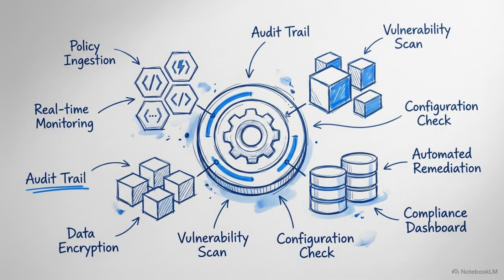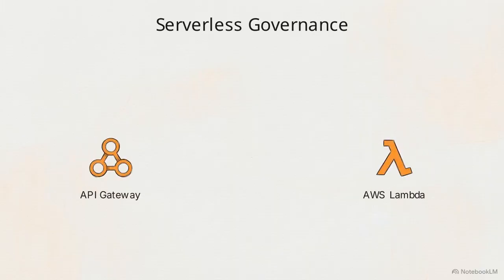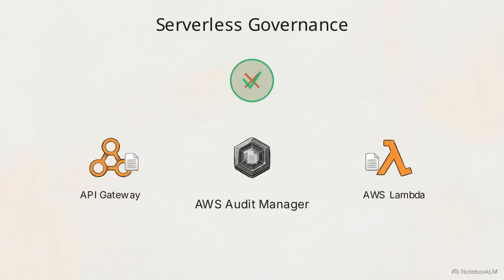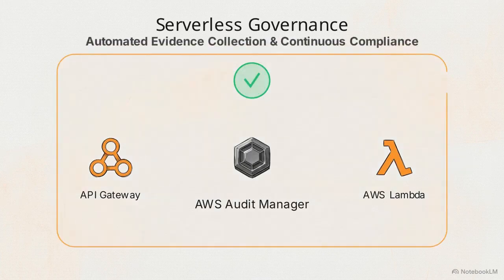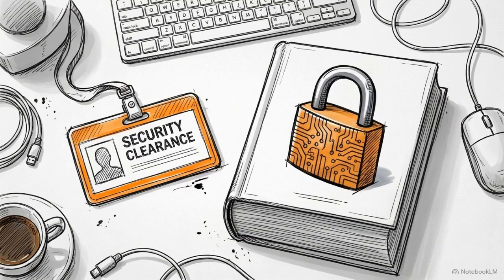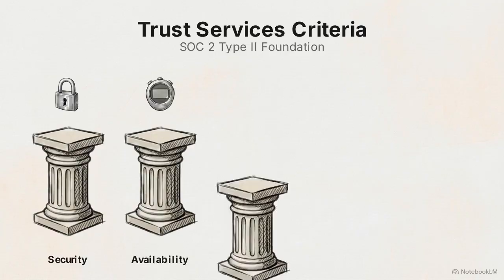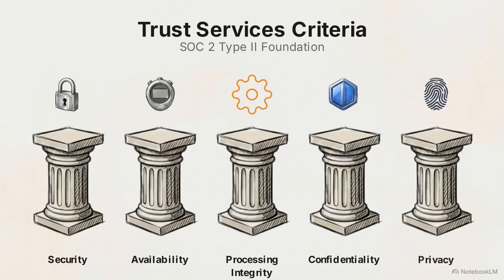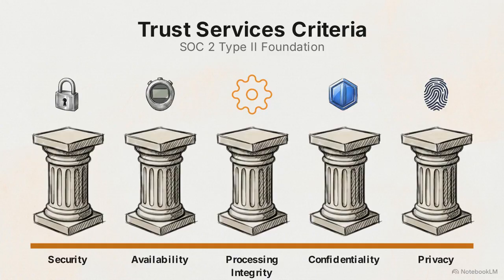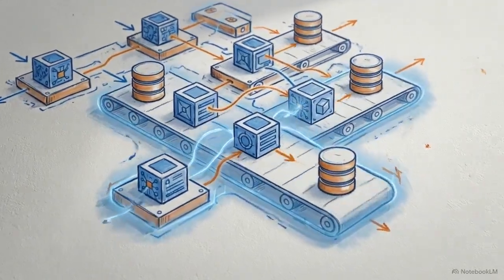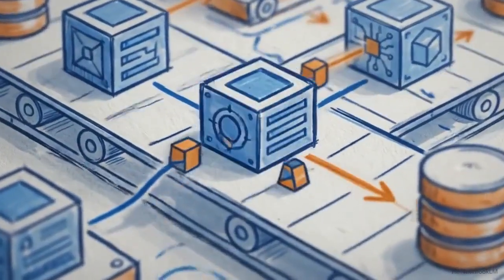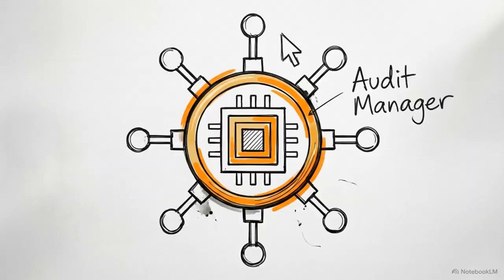We are going to solve this by building a continuous compliance engine. Using AWS Audit Manager, we will automate your evidence collection and close the security gaps specific to serverless environments. To follow along, you need administrator access to your active AWS environment and a basic understanding of the SOC 2 Trust Services criteria. The Trust Services criteria are the 5 core principles: security, availability, processing integrity, confidentiality, and privacy that auditors use to evaluate your systems. By the end of this workflow, your compliance strategy will shift from a chaotic, manual fire drill into a disciplined, automated process.